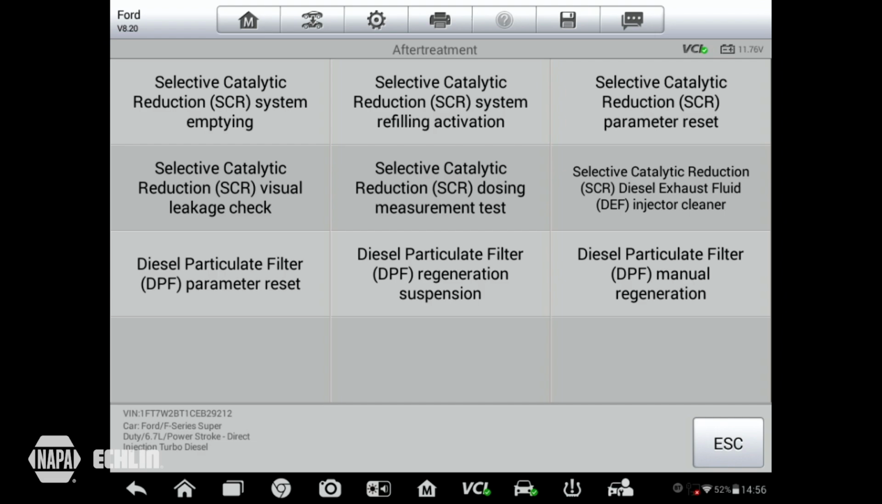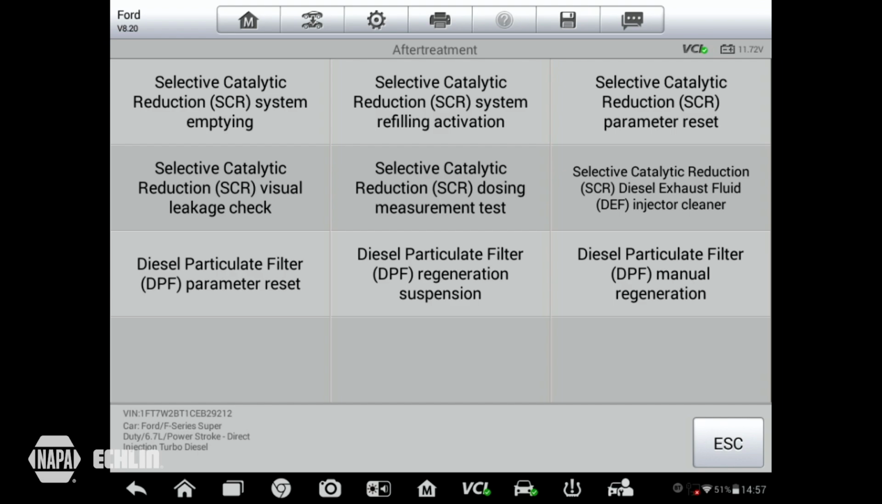We also have the dosing measurement test, where we could remove the dosing injector out of the exhaust system, place it in a beaker, and actually test the delivery capability of the system. My colleague, Wayne Bishop, did a very nice video on that, and you can find it on YouTube. We can also do a diesel exhaust fluid injector cleaning, on the second level, all the way over to the right. That procedure activates the injector numerous times to possibly clear out any debris on the tip.